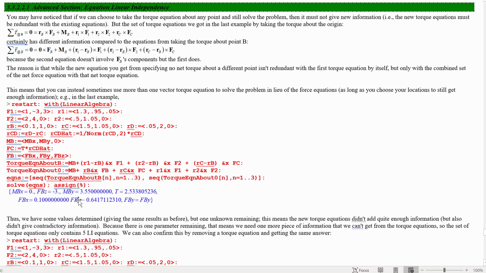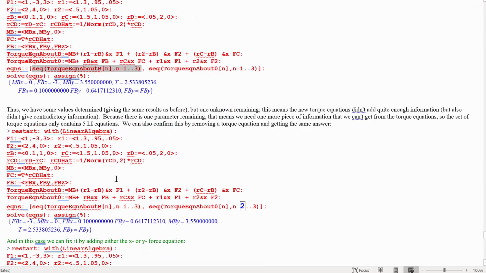don't quite allow you to solve for everything. So these are not totally a linearly independent set when you combine them all together, because we've got one thing that hasn't been solved for. There's at least one equation in this set which is linearly dependent on one of the equations in this set. You can see this by eliminating one of the equations and showing that we get exactly the same things solved for. We still don't have FBY. We're still kind of out one thing that's unknown there.